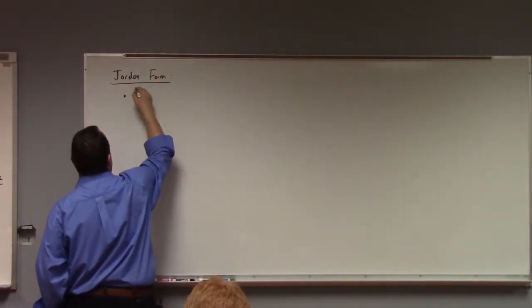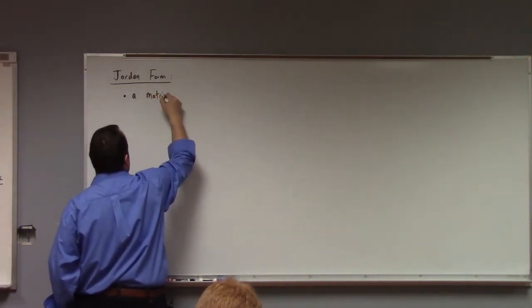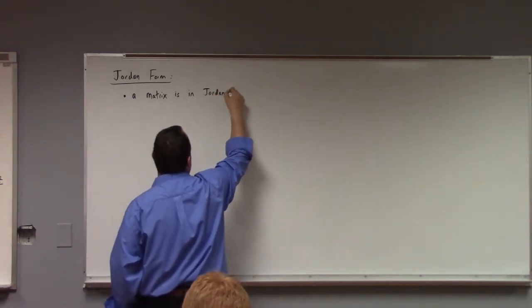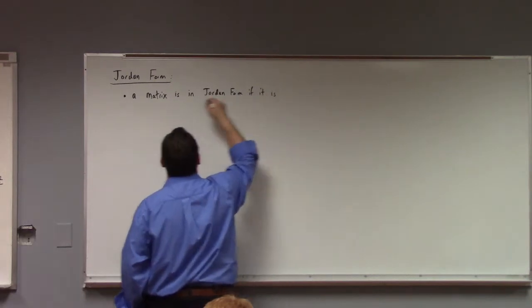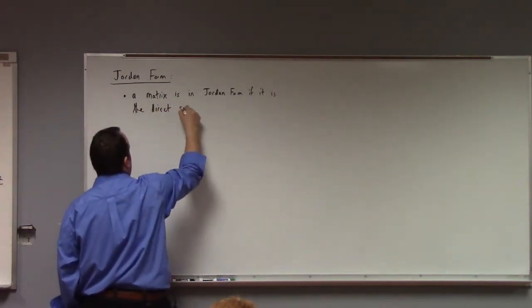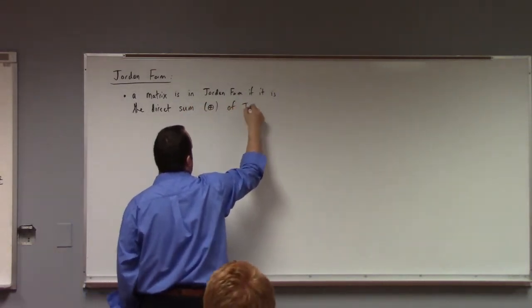So I'll just start with what it is. A matrix is in Jordan form if it is the direct sum of Jordan blocks.